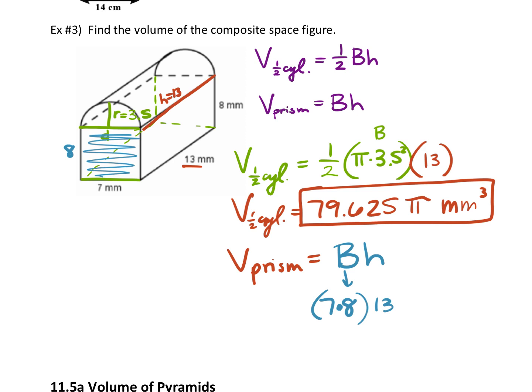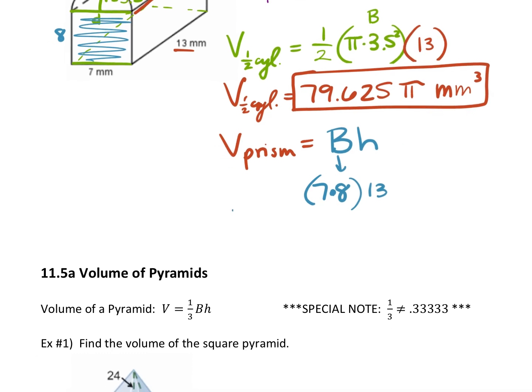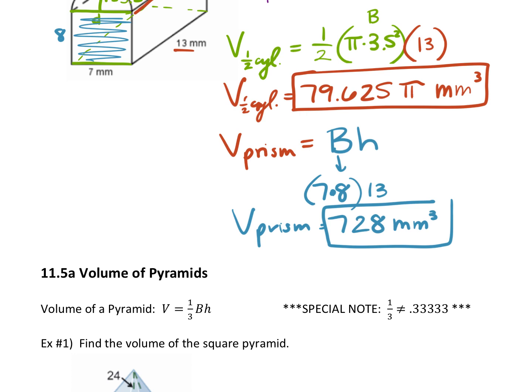Now, you didn't have to do that, right? You could have said 7 times 13 is your base and 8 is your height, and that's fine too. You don't have to use the same height as the cylinder because it's a prism. So 7 times 8 times 13 gives you, for the volume of the prism, 728 millimeters cubed.